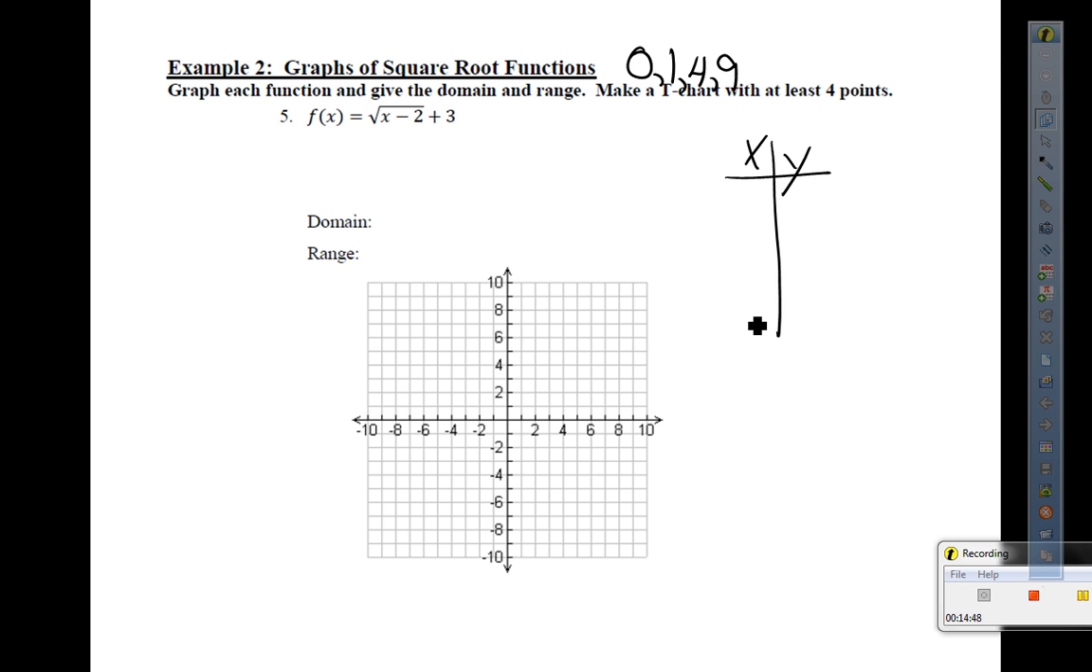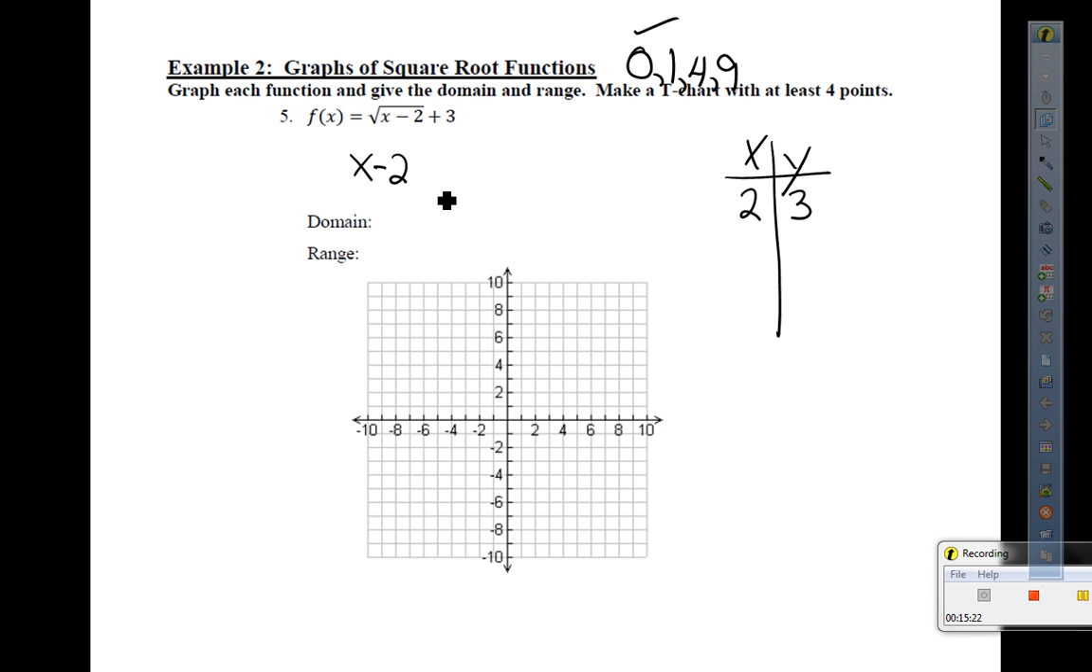Think about this. I want you to turn x minus 2 into a 0 for me. So what minus 2 gives you 0? Well, 2. Why did I want you to start with the 2? Check this out. 2 minus 2 is 0. The square root of 0 is 0. 0 plus 3 is 3. There's my starting point. You should also know that because we know this is going to go 2 units to the right, up 3.